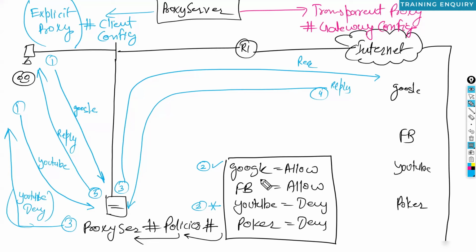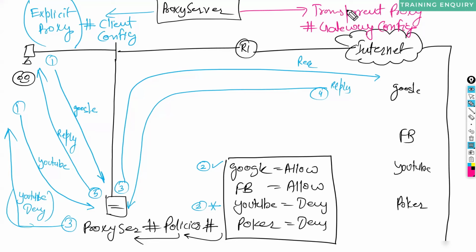So whatever URL or category you have allowed, that will be allowed. The rest of the URLs will be denied, but it depends on the policy. In explicit proxy, remember it, we configure the client and the client gives the request to the proxy server.